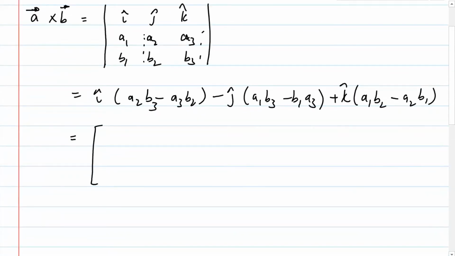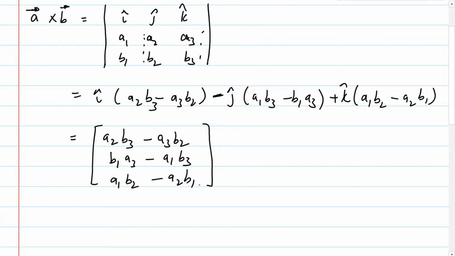So in other words, if you want to write it in terms of a vector, it's a vector because it's IJK. You could write it as A2B3 minus A3B2. That's the first component. For the second component, I'm just going to make this minus go inside, which means that I need to swap this out. So B1A3 will be first with a positive sign, minus A1B3, and then A1B2 minus A2B1. So that's A cross B.